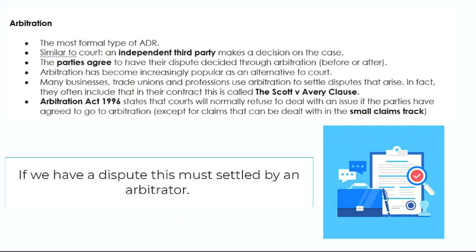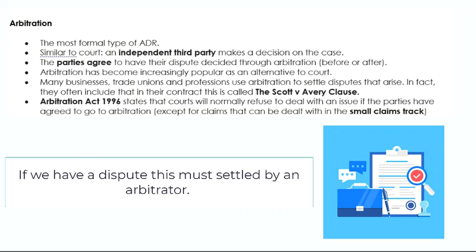And this agreement is actually quite significant because the Arbitration Act of 1996 states that courts will normally refuse to deal with any issue if the parties have agreed to go to arbitration. There are, of course, some exceptions to this, like a claim that is very small and can be easily dealt with in the small claims track in the county court. But for the most part, once the parties have decided to have their dispute decided by an arbitrator, this means that they lose their right to go to court.